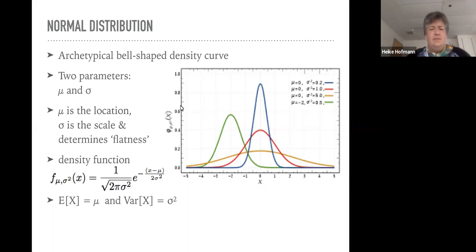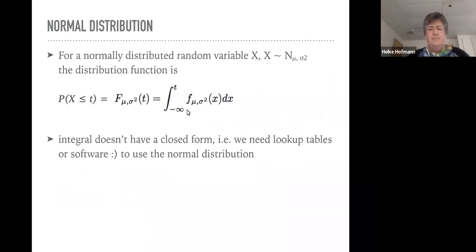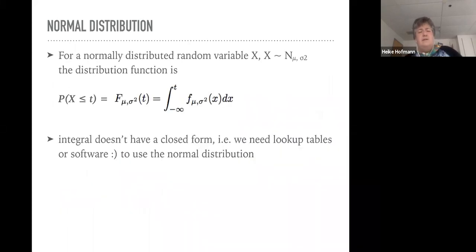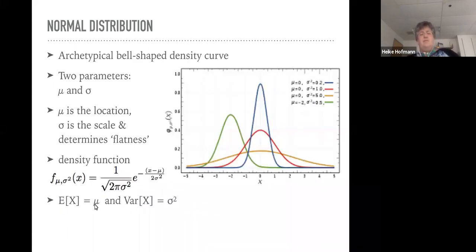There's a square missing. I'll fix that. I'm sorry about that. So we've got expected value of mu and variance of sigma square. So you can see where those parameters are coming in terms of mu and sigma.